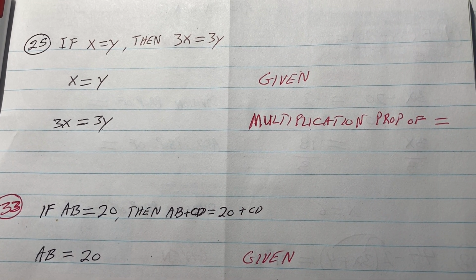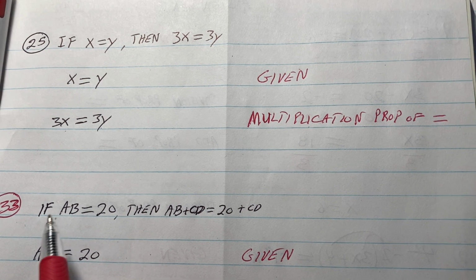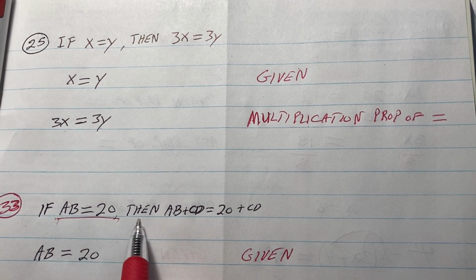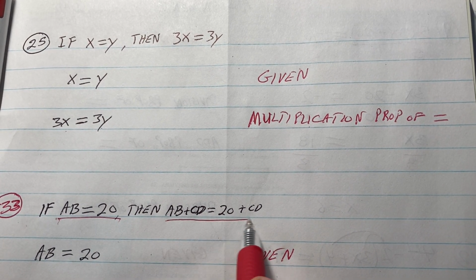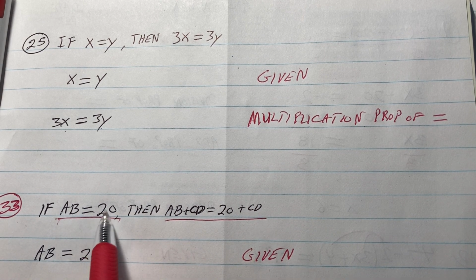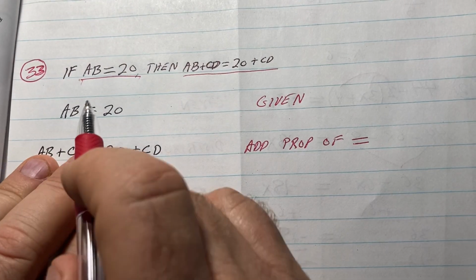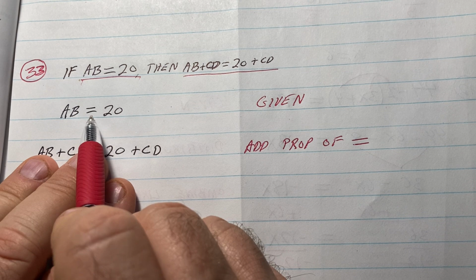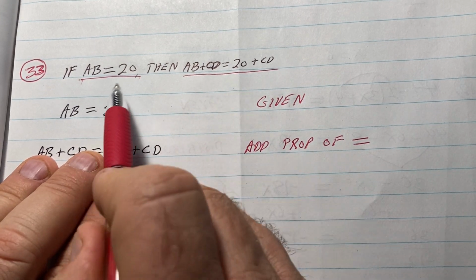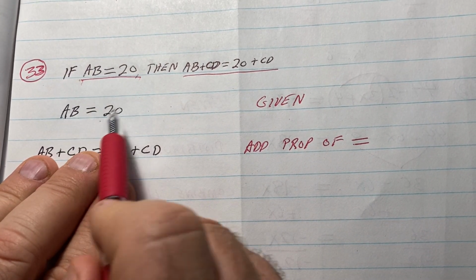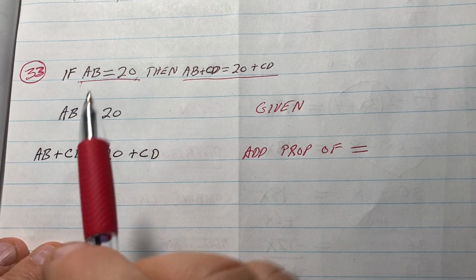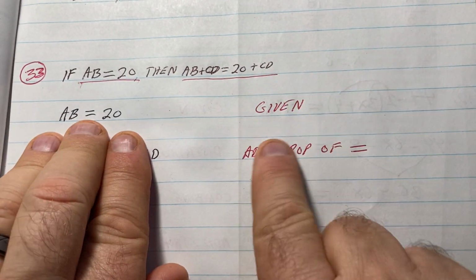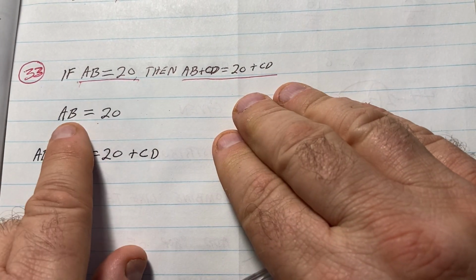Okay. Question 33. If this stuff, then that stuff. I'm going to put the if stuff first, and then down below that, put the then. First I write the if stuff, then I'm going to take this stuff down below. Okay, how do we get this? It's given. How do you go from here to here?